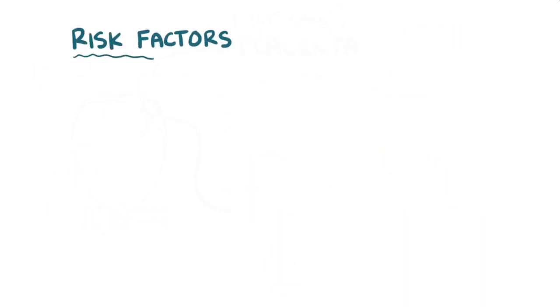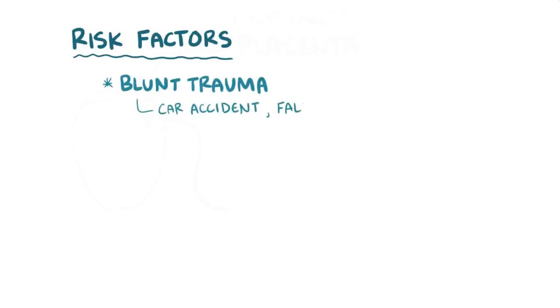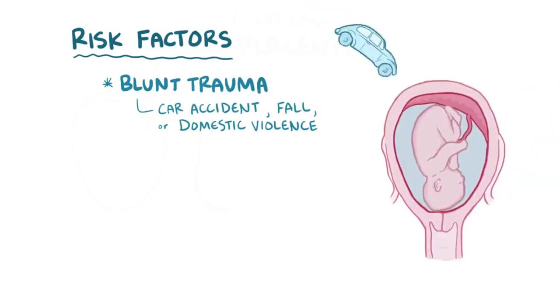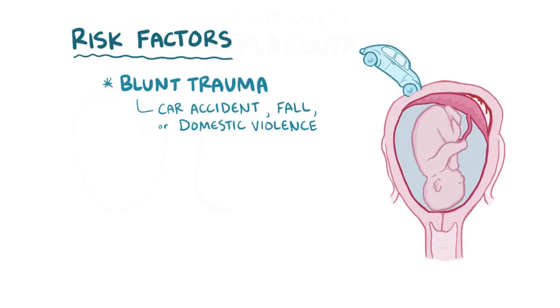Risk factors for placental abruption include acute events like blunt trauma from a car accident, fall, or domestic violence. This can happen because the placenta is less elastic than the uterus, and the strong forces from traumatic events like these can cause the placenta to shear away from the uterine wall.